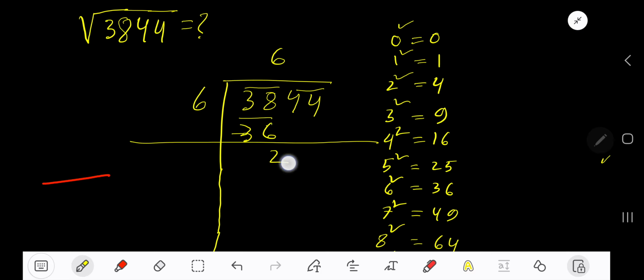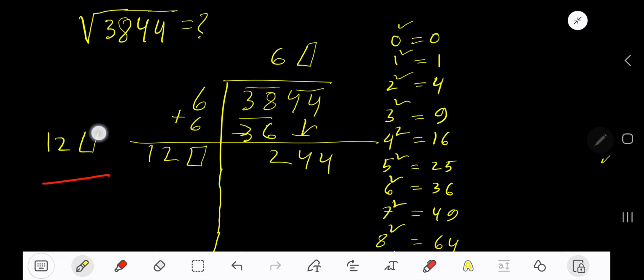Subtract, you are getting 2. Bring down the next pair. Since you have placed the digit 6 in the quotient, the same digit will come under this divisor, and you need to add 6 plus 6, 12. Now you need to take a digit and multiply it with 12, then take the digit here.